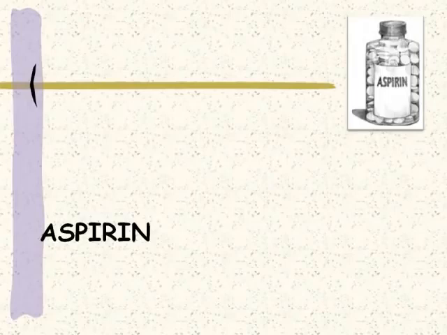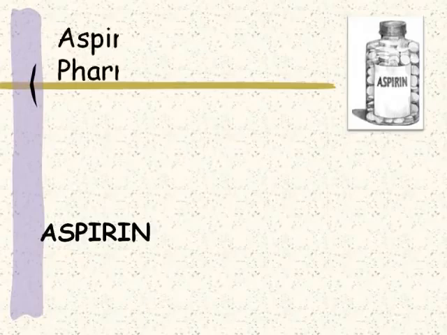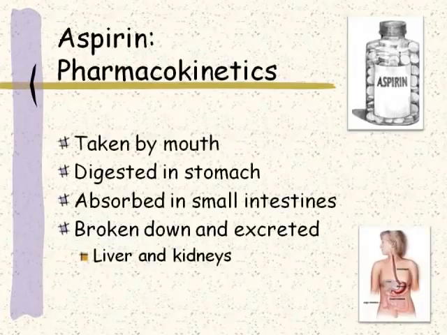All right, let's go a little bit into an example, and we'll talk about aspirin. Aspirin was chosen because it's a common drug, and most people just take it without really thinking about it. But it's a drug that has many side effects, and there are some people who are actually allergic to this drug. Okay, pharmacokinetics. This drug is taken by mouth. It's digested in the stomach and absorbed in the small intestines. It's then broken down and excreted through the liver and kidneys.